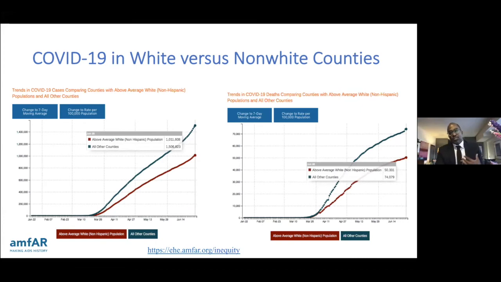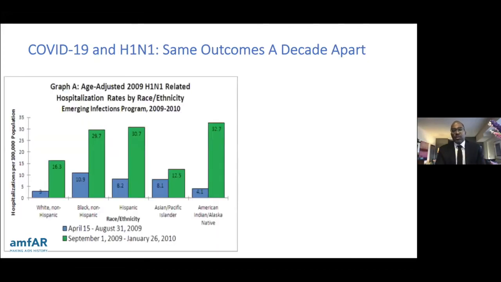So this is decidedly a racialized disease that's predicated upon the social determinants of health that are putting communities of color at highest risk. And if the past really serves as prologue, we knew that this was going to happen. A decade ago, we had swine flu. These were data that were reported from CDC. I'm a former CDC scientist. I was at CDC a decade ago during the swine flu H1N1 outbreak here in the United States.